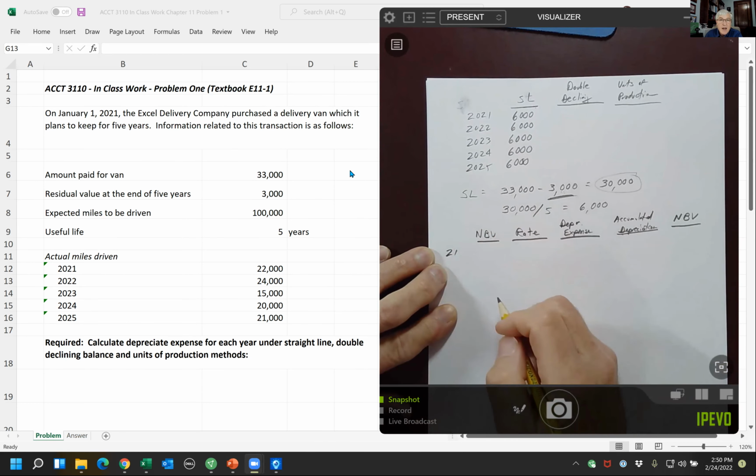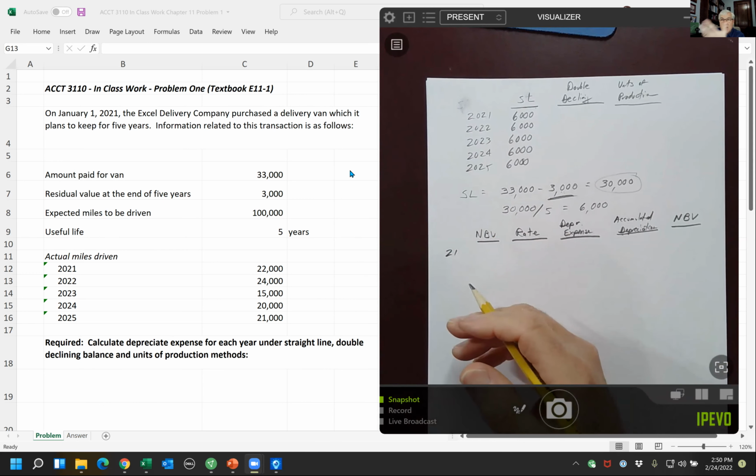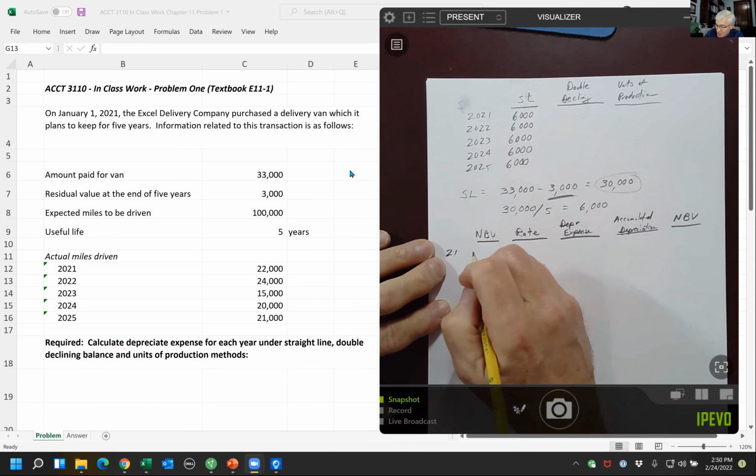2021. What's our net book value at the beginning? We use the net book value from the preceding year. What's the net book value preceding year? It's what we bought it for. It's the 33,000.